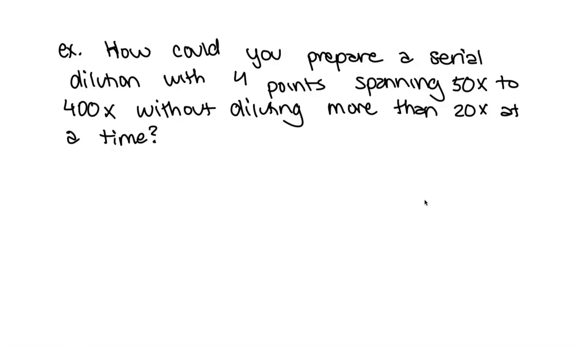Sometimes you have to do stepwise dilutions before you start doing your serial dilution because you don't want to have concentrations at the high end. Say you want to span 50x to 400x, but you don't want to dilute more than 20x at a time. How we could go about doing this is basically, if we want 4 points spanning 50x to 400x, we can do a two-fold serial dilution.